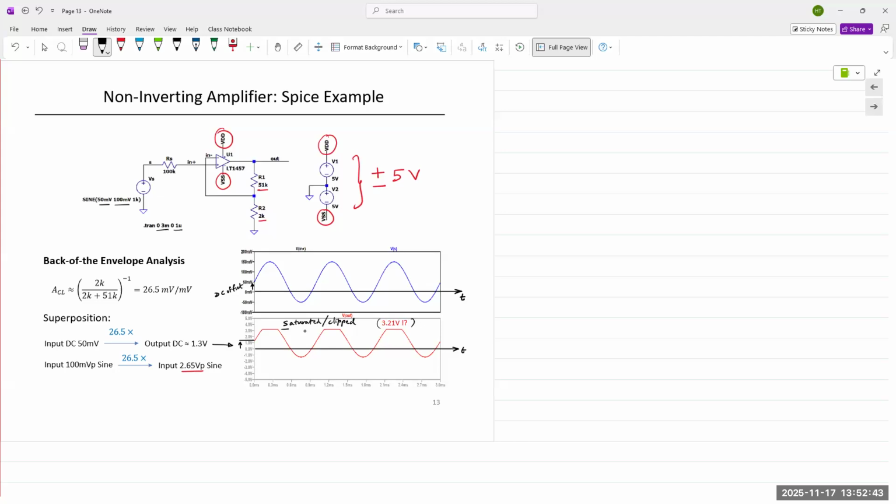If we didn't have the offset, then perhaps it would work just fine. You would still have the full output.